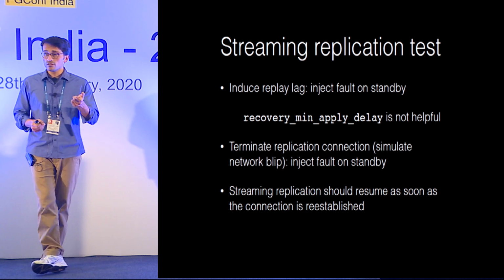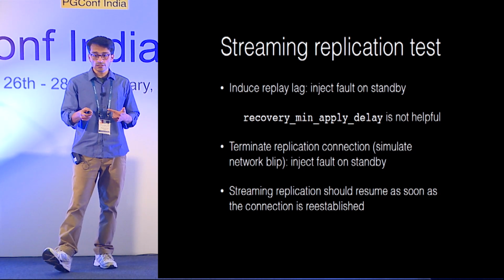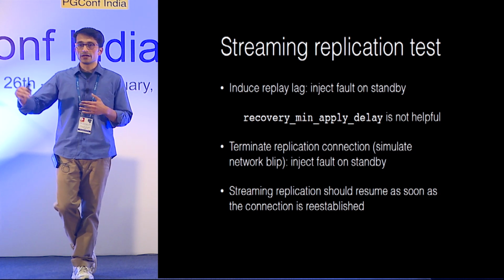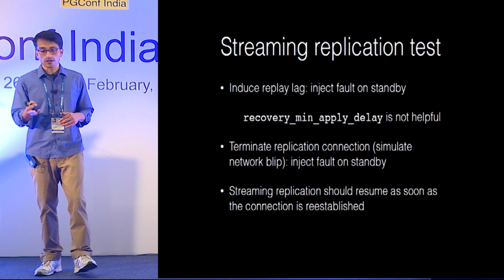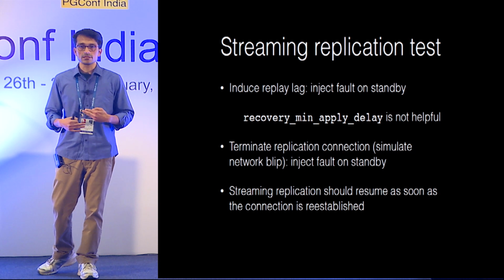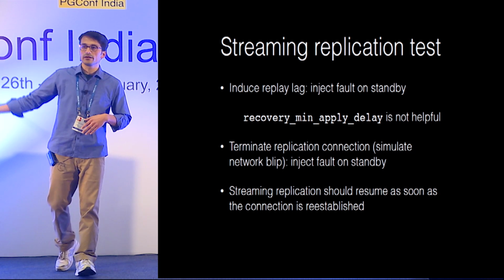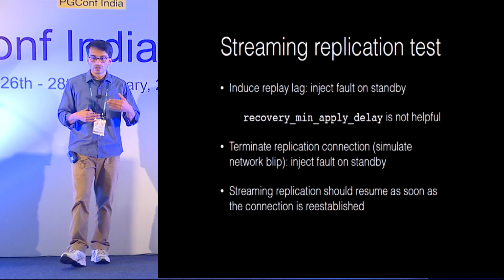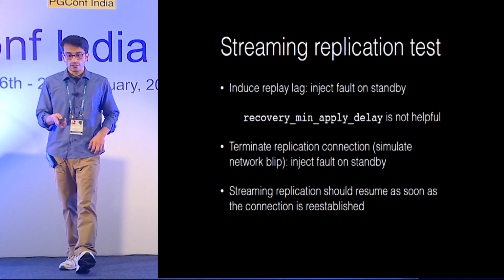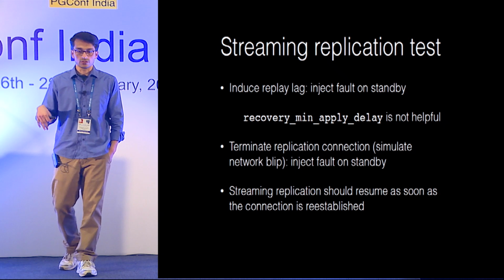So what faults do we need for this? First, we need to induce replay lag, and for that we need a fault which would suspend the standby replay process, right? There is already a GUC called recovery min apply delay, but that's not helpful for us because we are writing a PG regress test, and through the SQL interface there is no way to change a GUC on a standby. So let's use the remote fault interface to induce this delay, and then we need another fault to terminate the replication connection.